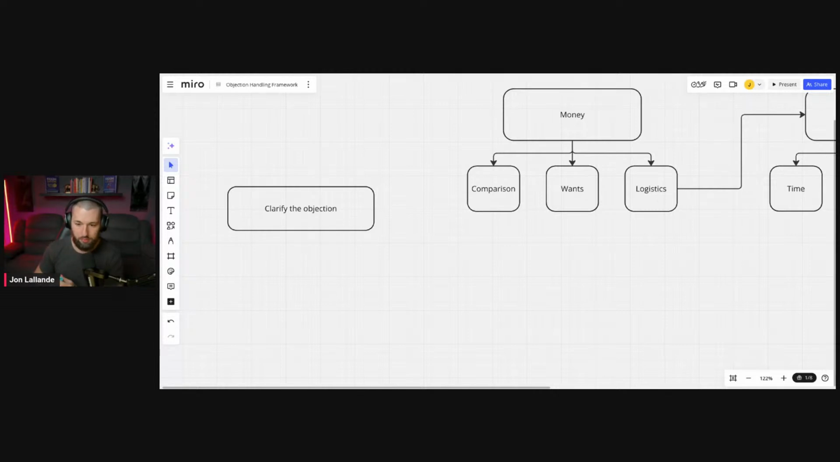Maybe they just want more money for whatever reason to go accomplish whatever thing. And then the last one is logistics. So the money that you're able to get them in their pocket actually doesn't solve the problem. This is unique to our industry.